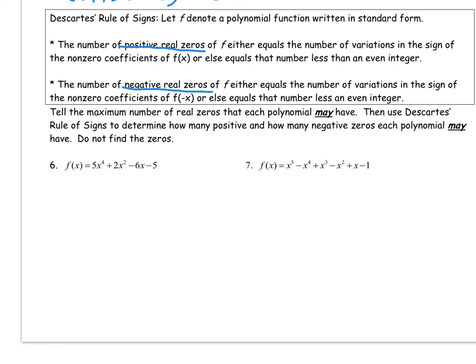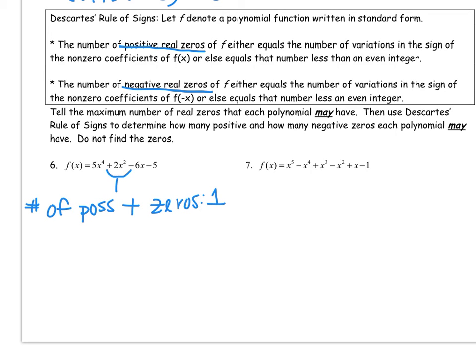Okay, so Descartes' rule of signs works like this. If you look at a function, you're going to count the number of sign changes. So take a look at number 6. It goes from a positive 5 to a positive 2. It did not change signs. But then it goes from a positive 2 to a negative 6. So I would say that is one sign change. So if I say, what's the number of possible positive zeros, we're going to say 1.